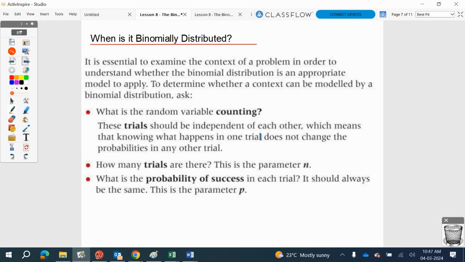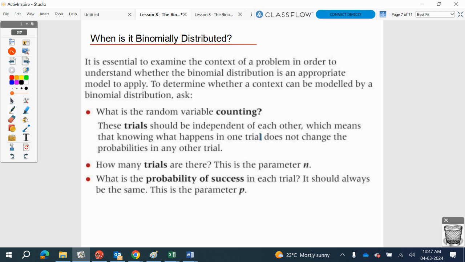You also have to have a fixed number of trials. You can't have a binomial distribution where you keep going until something occurs. So you keep doing it until you get a 6. Okay? You can't have that. It has to be a fixed number of trials. It also has to have a constant probability of success.